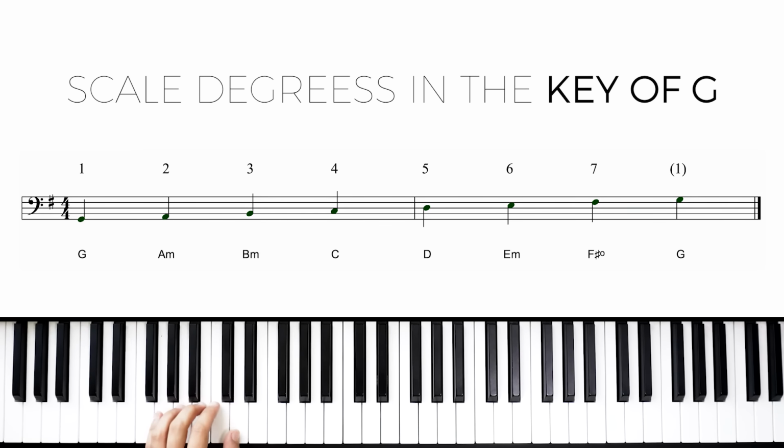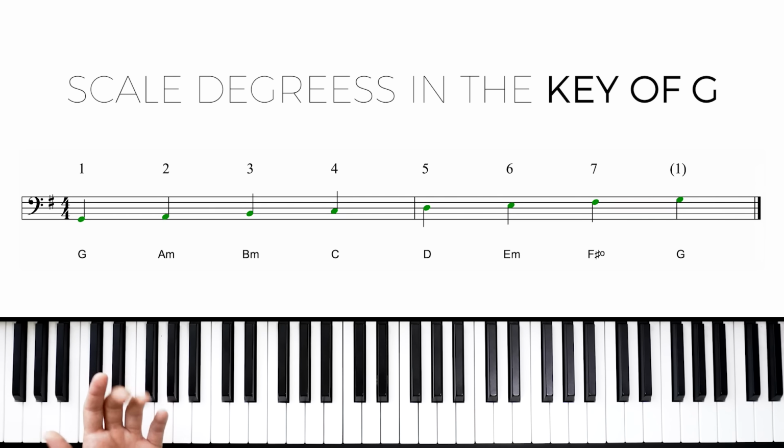Alright, and our scale degrees are as follows. 1, 2, 3, 4, 5, 6, 7, and 1 again. So in the key of G, our 7th scale degree is an F sharp. Don't forget about that. Let's play that scale together one more time, guys, and say out loud the scale degree number as you play it, just like I'm doing. Ready? Go. 1, 2, 3, 4, 5, 6, 7, and 1.